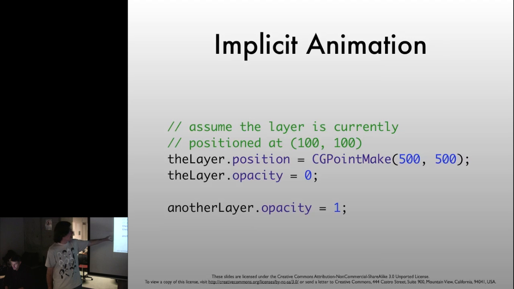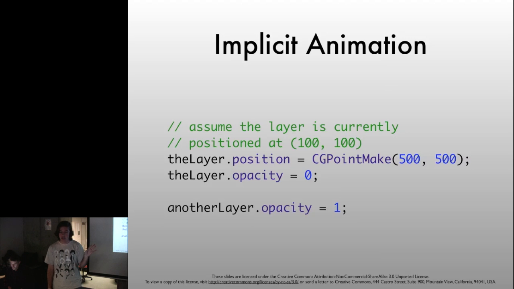So again, suppose we have a layer, and we reassign its position to be 500, 500 instead of 100, 100, and we change its opacity to 0. It will move from 100, 100 to 500, 500, and it will fade to 0 opacity. You can also set the opacity to 1, and it will fade in. As long as this is a layer, it will automatically animate using some default timer for the animation. I believe the default time is a quarter of a second.